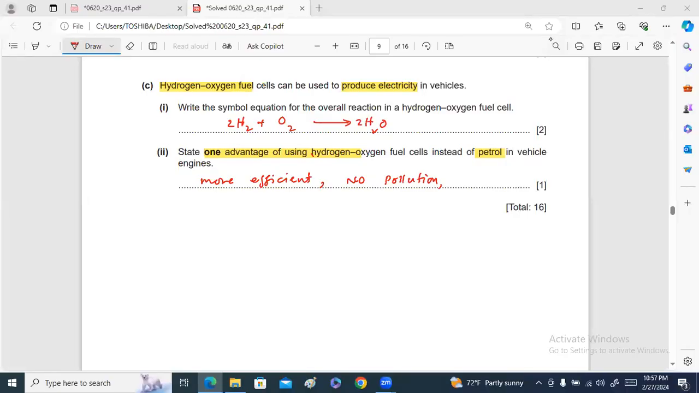This is the reaction between hydrogen and oxygen. Hydrogen and oxygen react to form water, and the advantage is that this fuel cell is more efficient and doesn't produce any pollution.